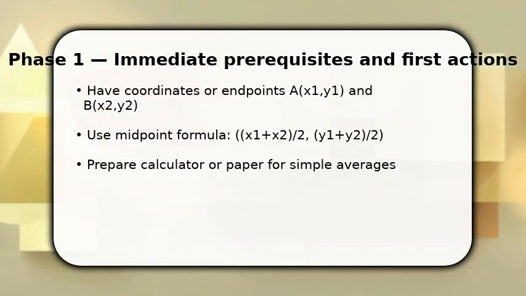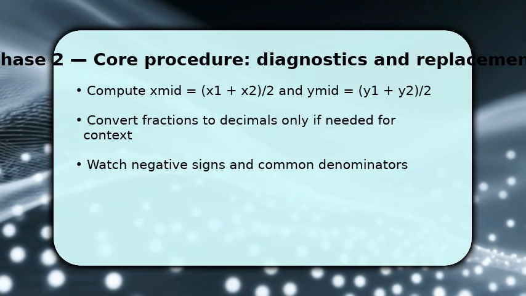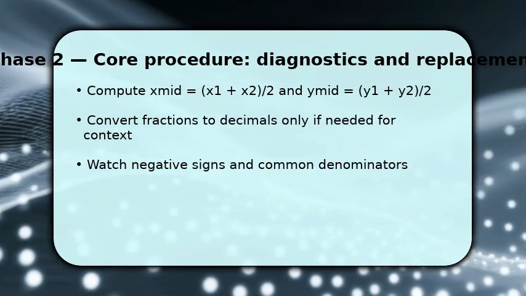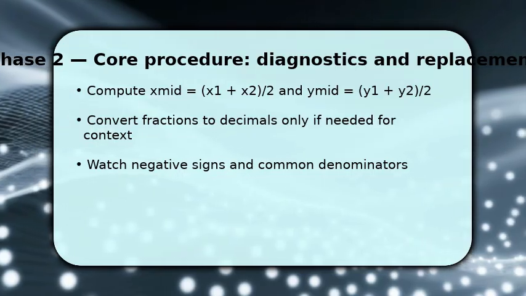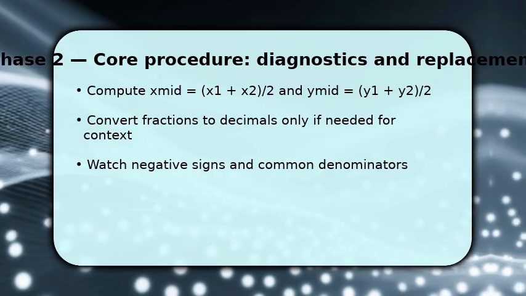Positive versus negative matters. If coordinates are integers, the arithmetic is simple. If not, use a calculator to preserve precision, and next perform the actual arithmetic step by step. Add x1 and x2, then divide that sum by 2 to get the midpoint x coordinate. Repeat for the y values.